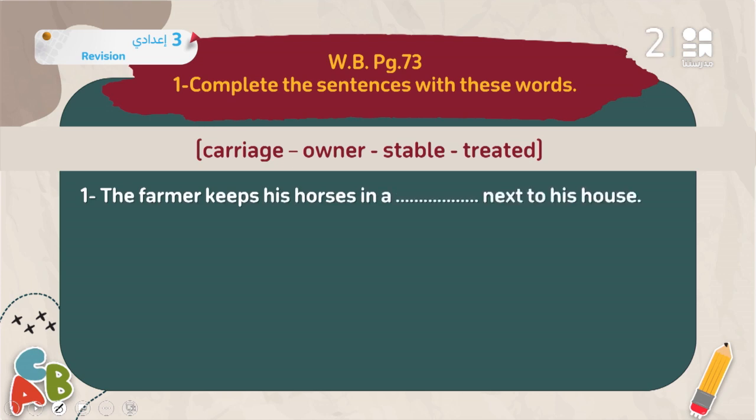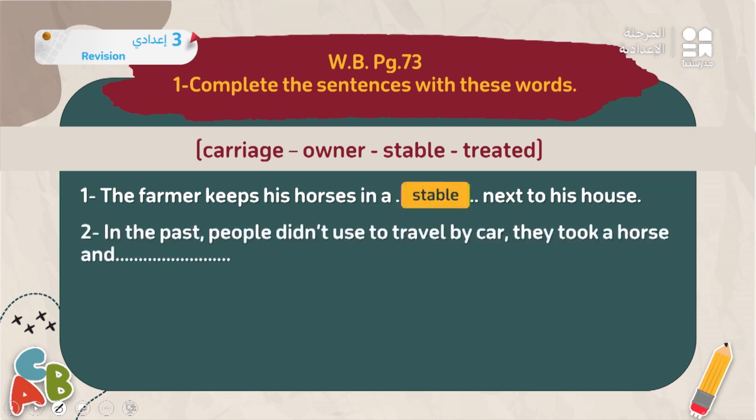The farmer keeps his horses in a space next to his house. الفارمر بيحط الحصانة فين؟ بيتحط في الستيبل next to his house. In the past, people did not used to travel by car. They took a horse and carriage. كانوا زمان مش بيسافروا بالعربيات، كانوا بياخدوا حصنة و carriage اللي هي العربة اللي بيجرها الحصان.